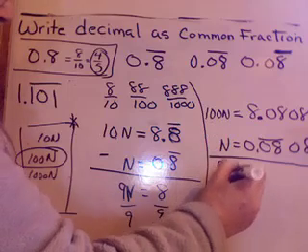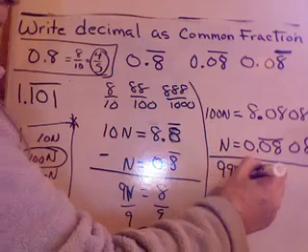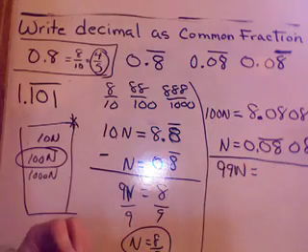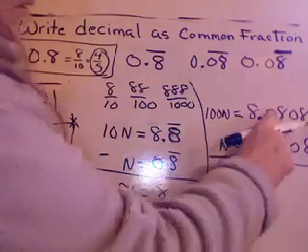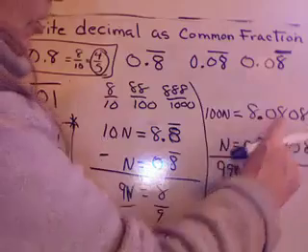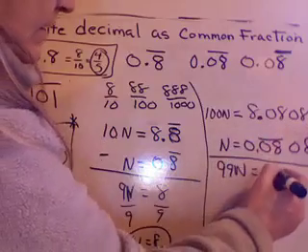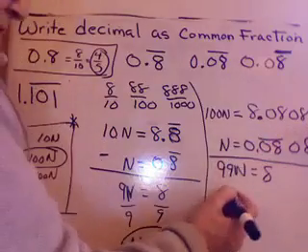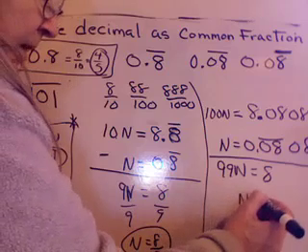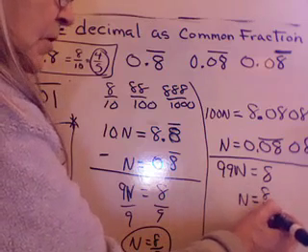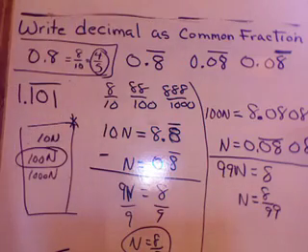Okay, what's next? Subtract this part here. 8.08, take away 0.08, 8. Divide both sides by 99, n equals 8 over 99. Now I can check to see if I can reduce that, but hopefully you realize that that does not reduce.